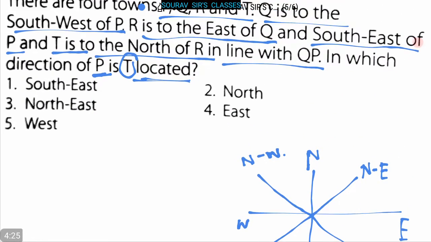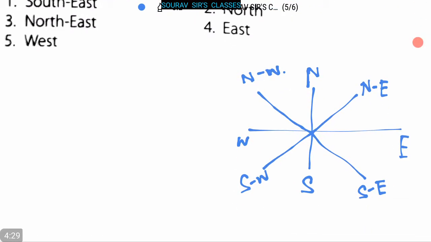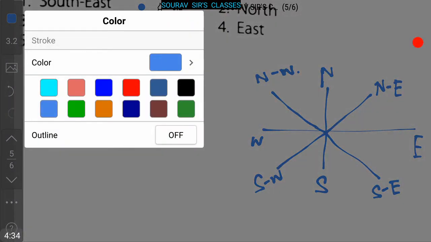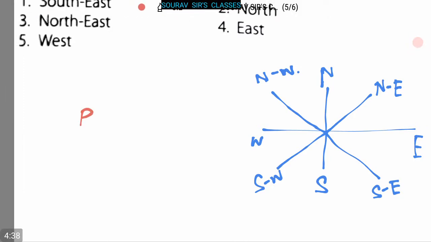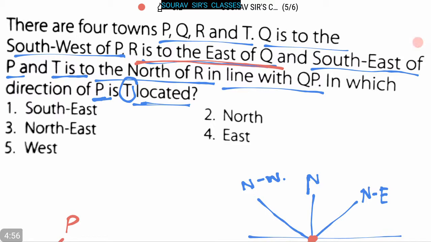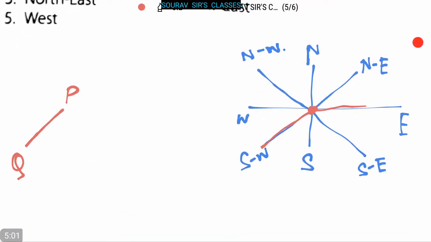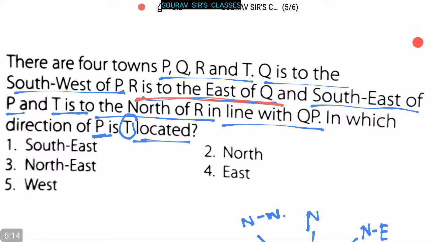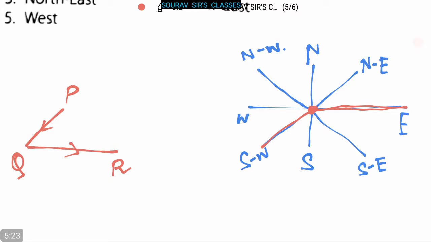So Q is to the southwest of P. So let's assume that P is here. So Q is in the southwest direction of P, that means in this direction. Now R is to the east of Q, that means east is in this direction, so R is here in this direction. This is R. And R is southeast of P also, that means in this direction.